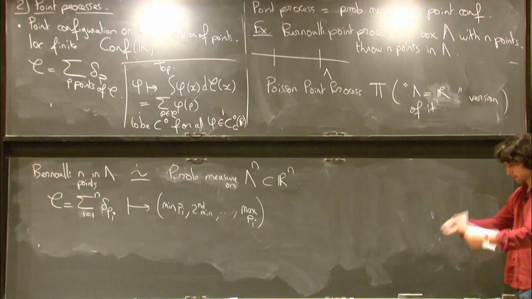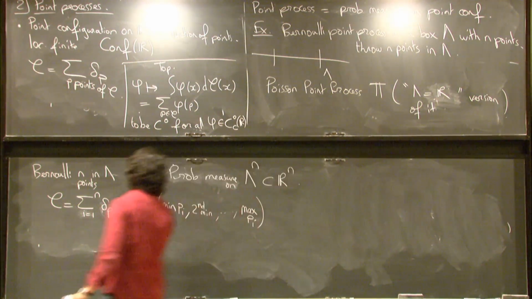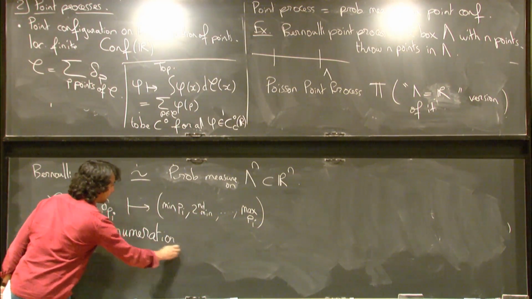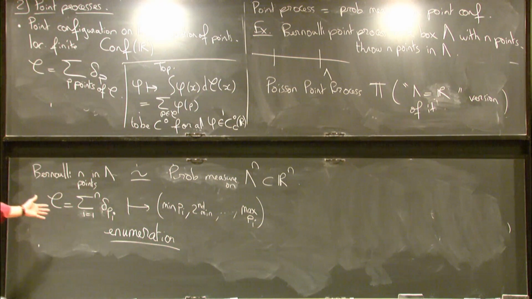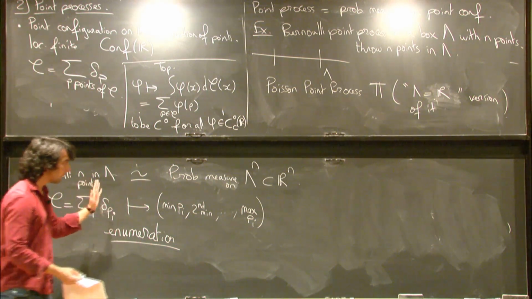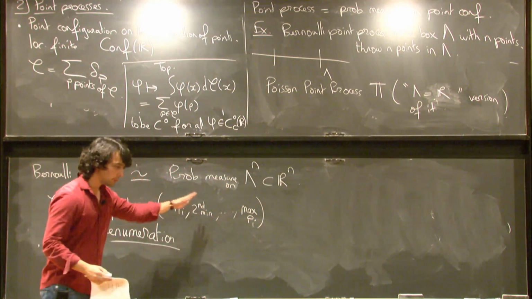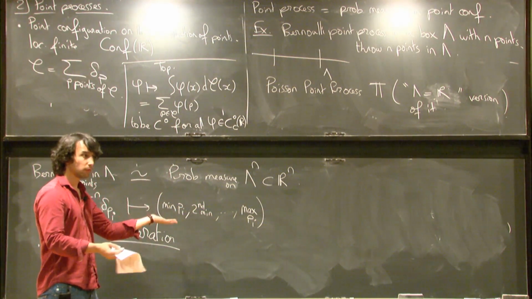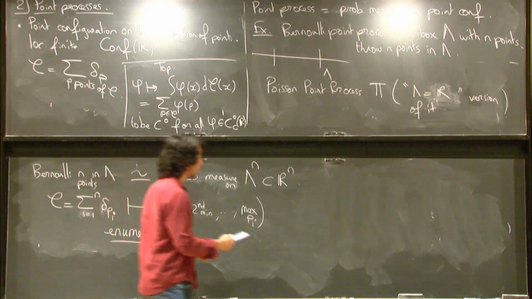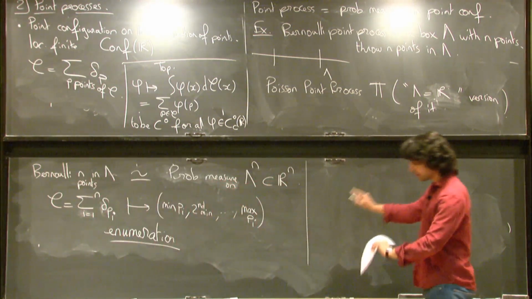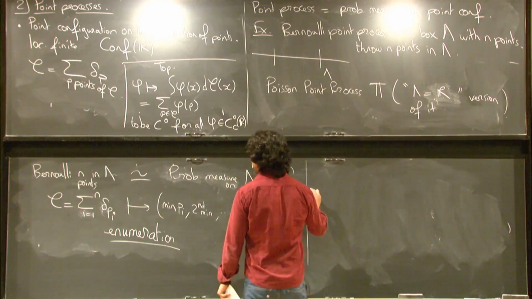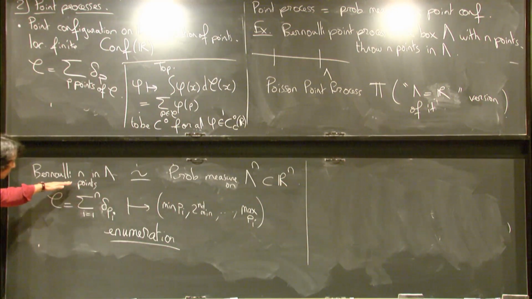To do this in a concrete way, I can choose this enumeration. That's an explicit way of choosing an enumeration of the points, and I can do it because I'm on the line. In 2D, it would be less obvious how to enumerate the points. And the second point I want to make in the same vein is that here I'm on an interval and I have finitely many points.